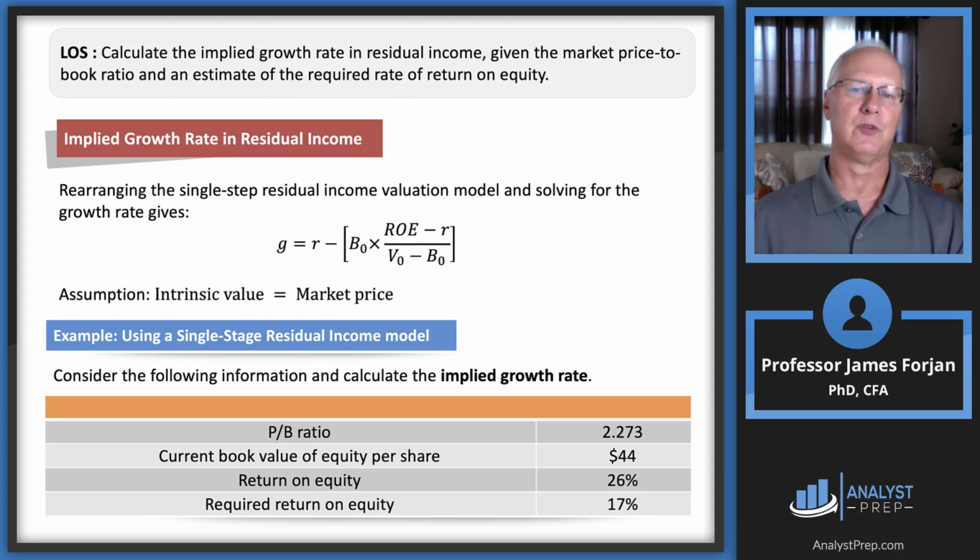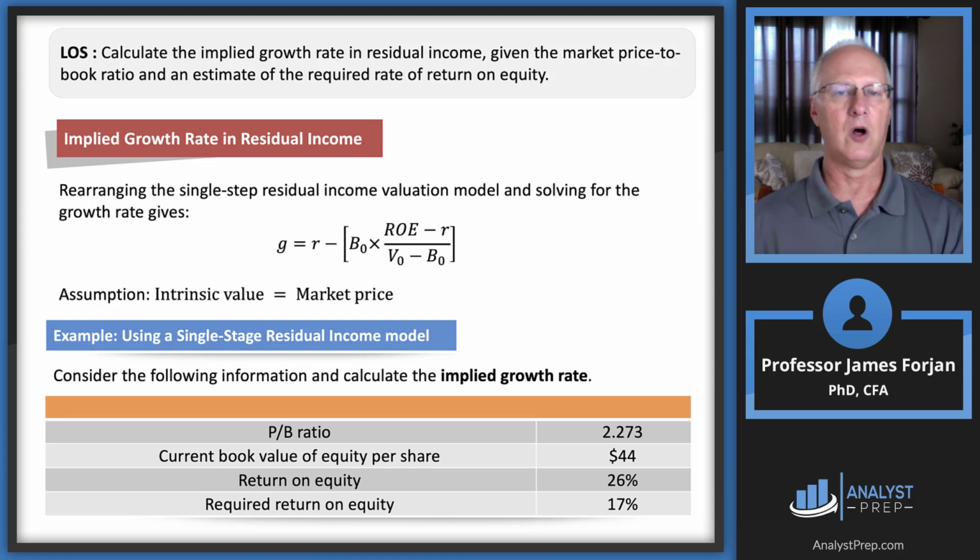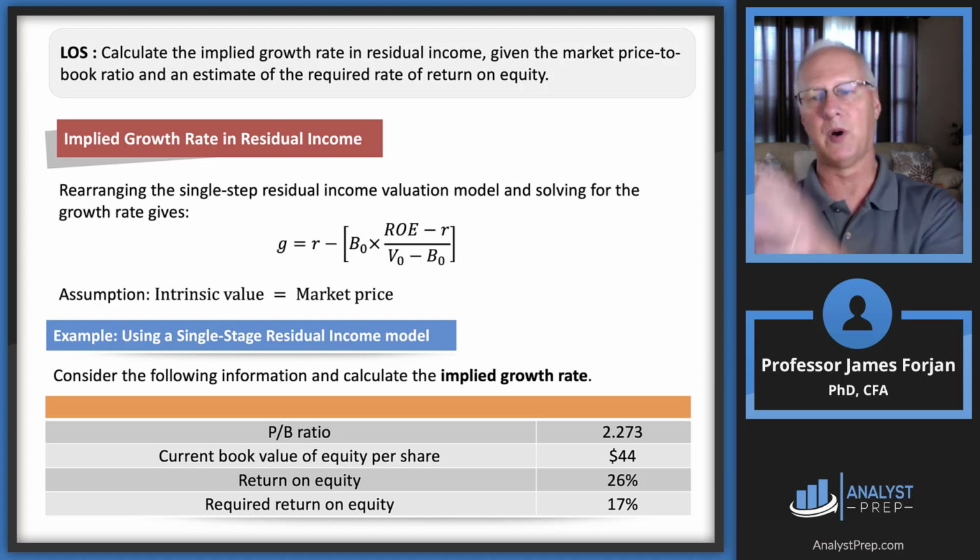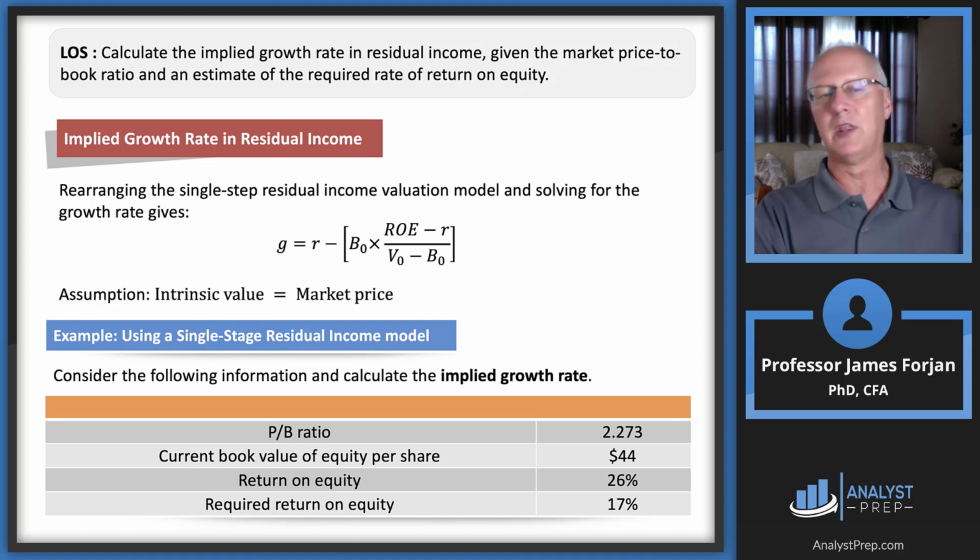Right, we can use that residual income model and do some pretty simple algebra and just rearrange that equation to solve for G. So look at that LOS. Calculate the implied growth rate given a bunch of stuff, right? So all we're doing is rearranging that so that we can solve for G. We call this implicit because G is part of the model. And when we move it over to the other side of the equal sign, then we're implying whatever that growth rate is based on those variables that can be observed.